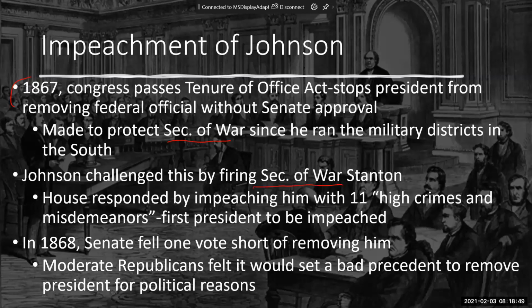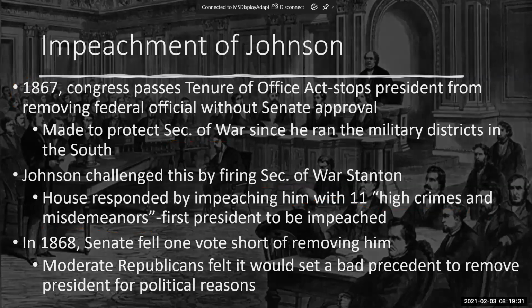So Johnson, I'm sure you read in the document, challenged this by firing the Secretary of War. The House responds with impeachment, right? They throw at him 11 counts of high crimes and misdemeanors, and he was the first president to ever be impeached. Now it goes to the Senate trial. The Senate fell one vote short of removing him from office, because moderate Republicans, people in the middle of this whole thing, felt it would set a bad precedent, since they would be removing Johnson for a policy issue or political reasons rather than something drastic. So they did not go forward with removal.